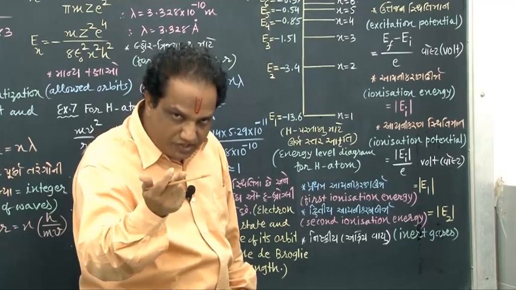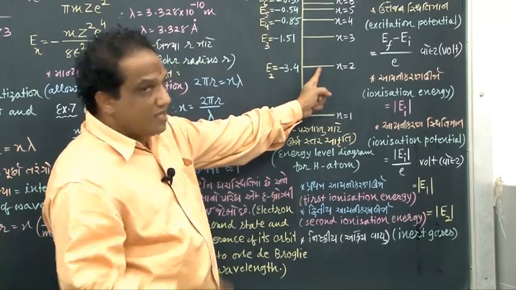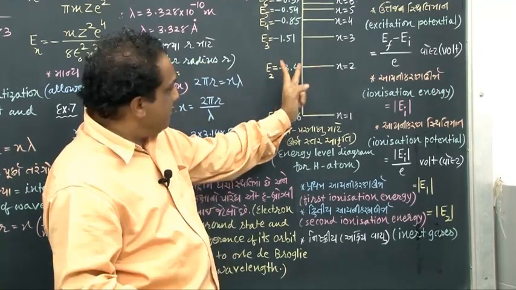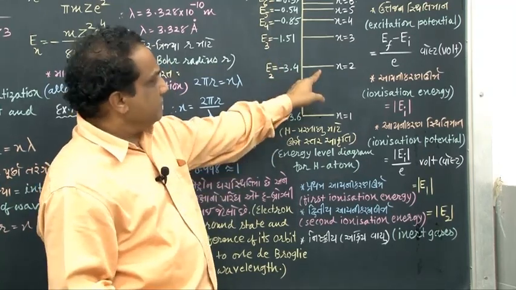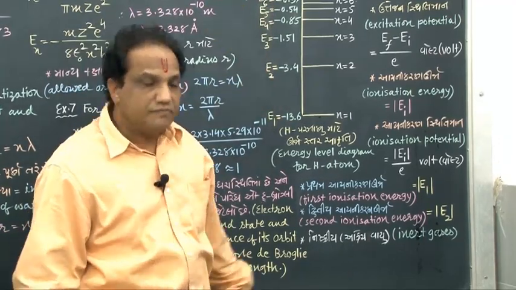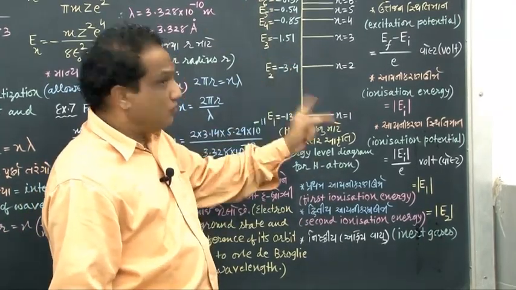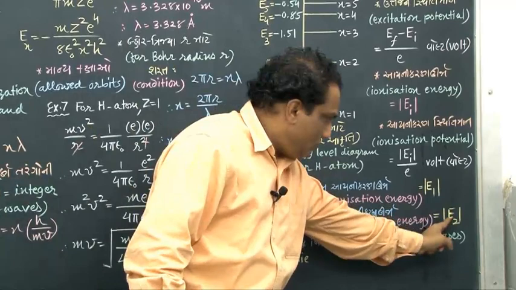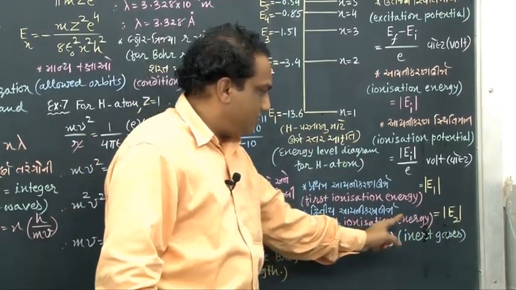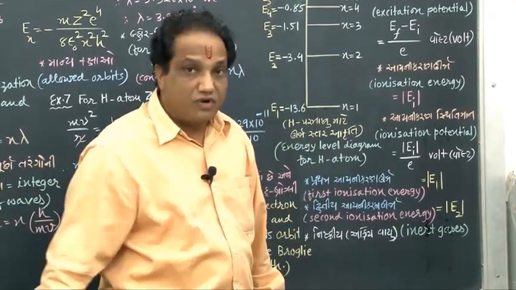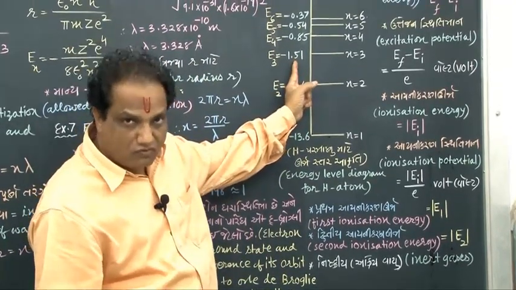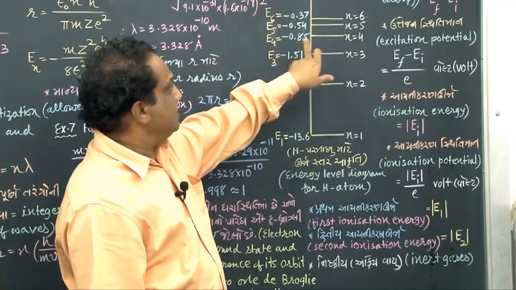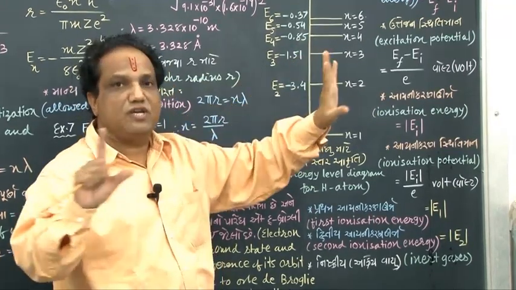First ionization energy. If the electron is here and you are supplying energy from outside, say plus 3.4 electron volt, which is modulus of E2, then the atom will get transformed into an ion. Then that energy, which is mod of E2, is called, come on, second ionization energy. Similarly, tell me, what is third ionization energy? Third ionization energy is 1.51 electron volt. Fourth ionization energy is 0.85 electron volt, and so on.